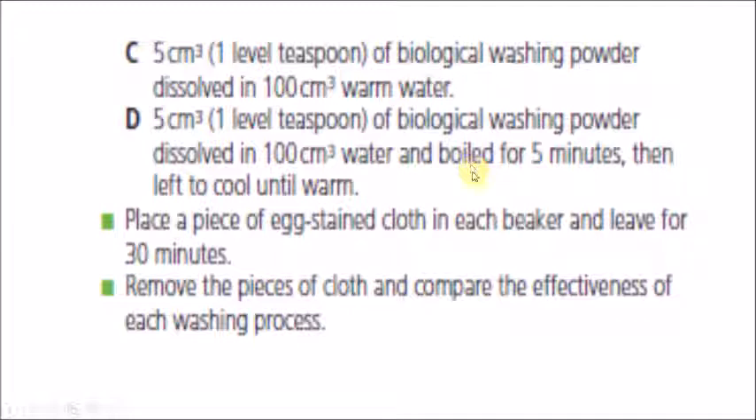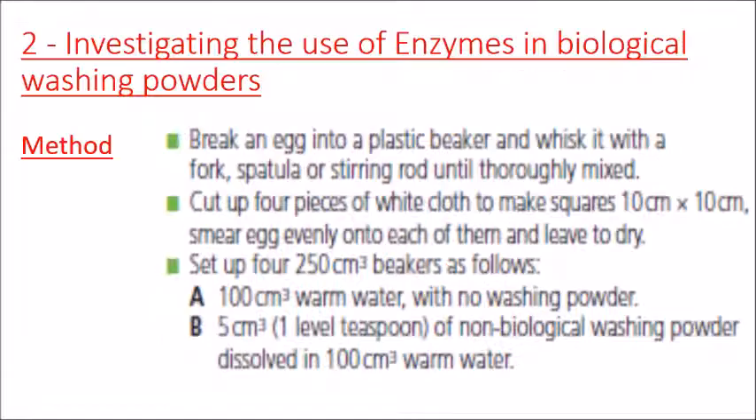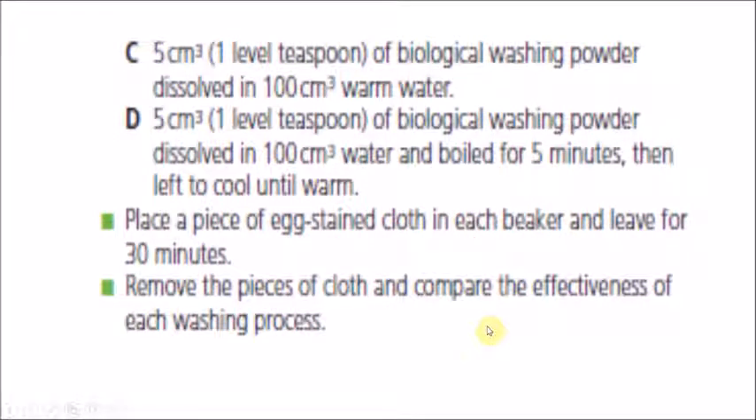So what we take from this is obviously the results as standard, but the control. Which one was the control? The control was the one with no washing powder, because you're trying to test whether enzymes work better, so having the non-biological and biological is your experiment. You then throw an extra one in and say, well, what if we boil it to see how temperature affects it? But the control is the one with no washing powder.